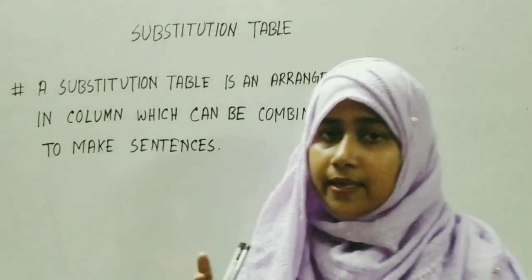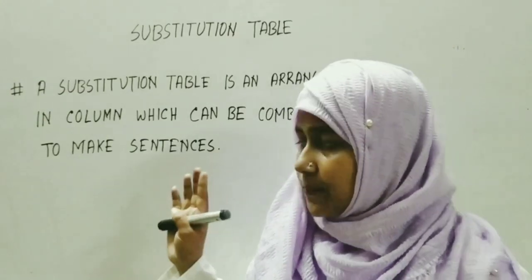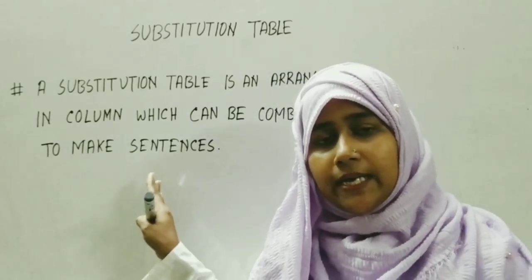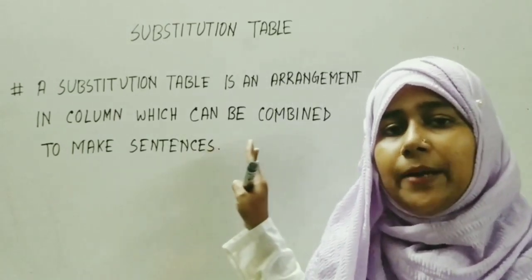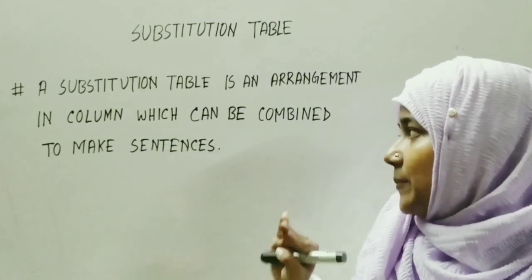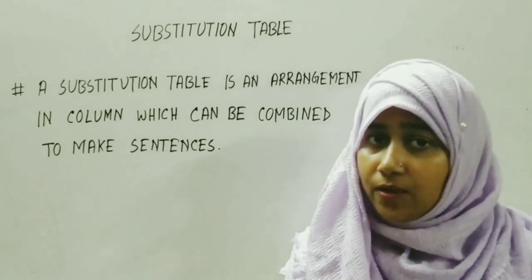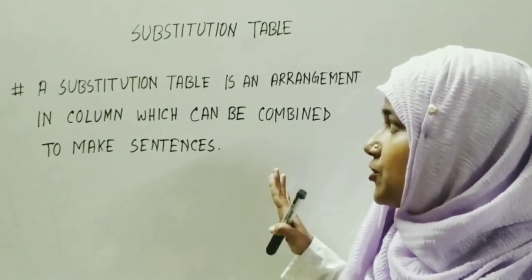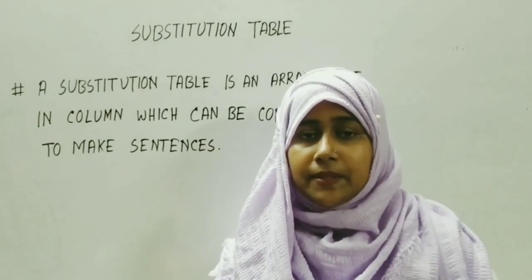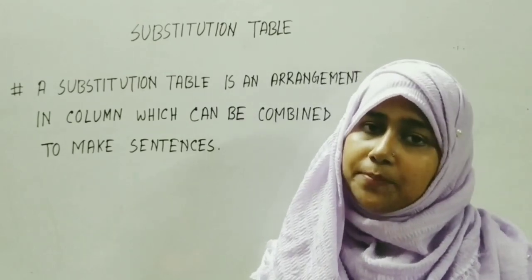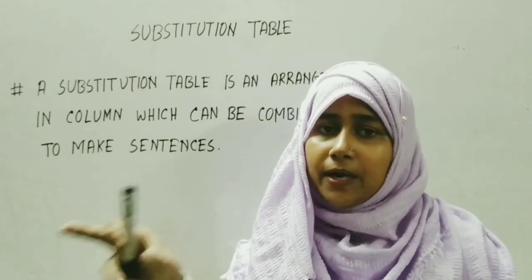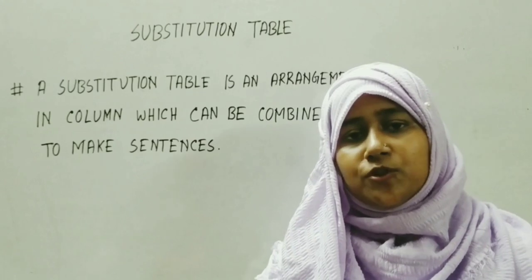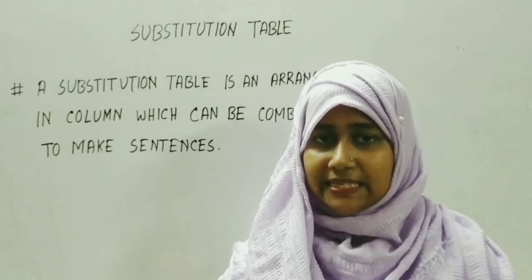You have to take a part of a sentence from one column, then collect from the second column, and then collect from the third column, and you have to make a complete meaningful sentence. Clear? So this is called a substitution table, where you will get a table including 3 columns and you have to complete it by using the parts of the sentences, collecting the parts and making a complete meaningful sentence.